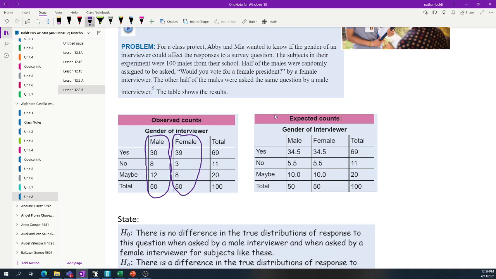The expected counts, they calculated the expected counts here for us. Let's talk about that one more time, right? You did that in the video, didn't you? But where did the 34.5 come from? Why are there 34.5 expected people to say yes from a male interviewer? You should have done that on the video, but that comes from 50 times 69, and then divide that by 100, right? 50 times 69 divided by 100. That should give us the right number.